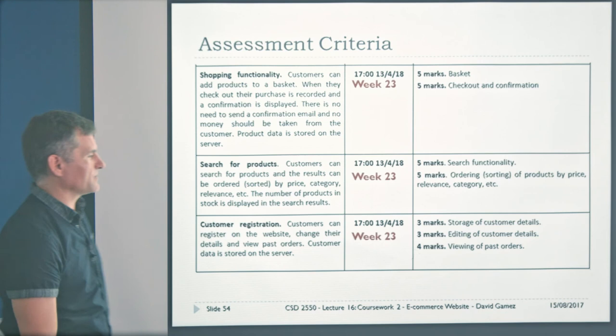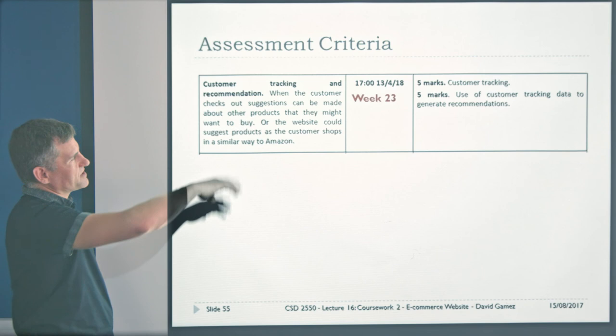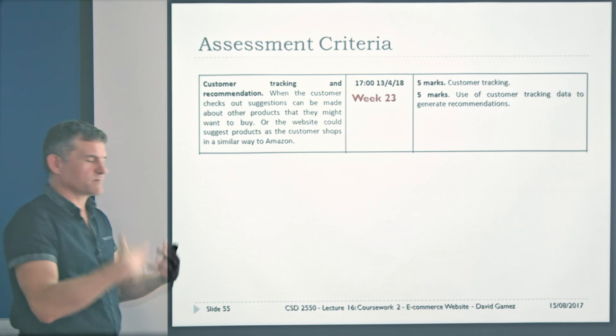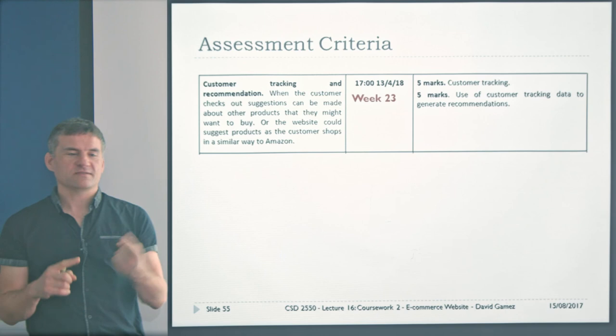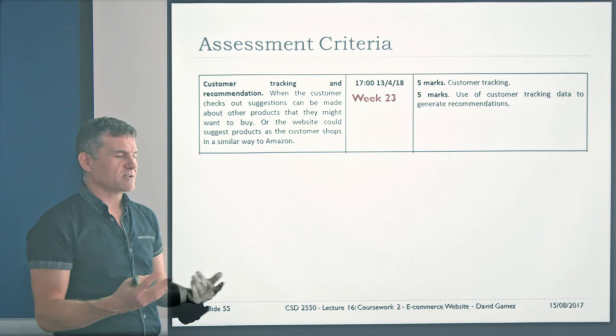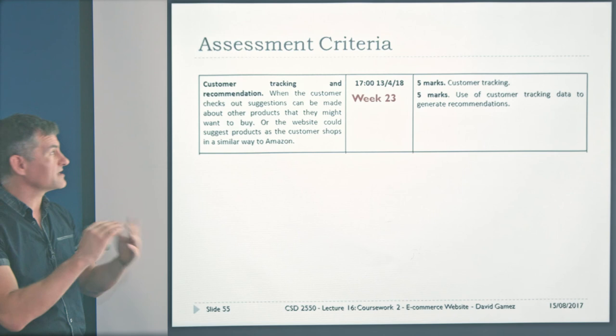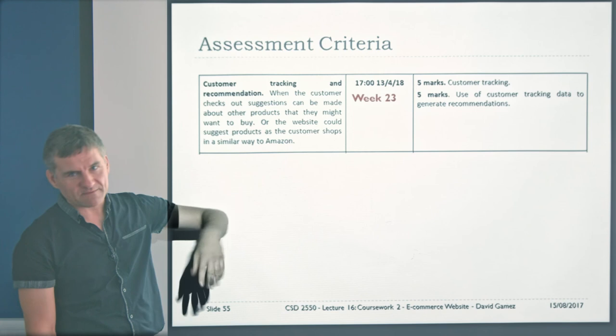Then we've got customer tracking and recommendation. There's going to be a separate lecture explaining how you can do that, or making some suggestions on how you can do that. So when you check out, or just when the customer's browsing, you can make suggestions about what the customer might want to buy next. These recommendations should not be based on the season, okay? This is recommendations based on browsing or purchase data. So just because it's Christmas, I don't want Christmas recommendations, Easter recommendations, Valentine's recommendations, none of that, right? I want recommendations based on what the customer's been eyeballing on the website, or maybe based on their purchase history.